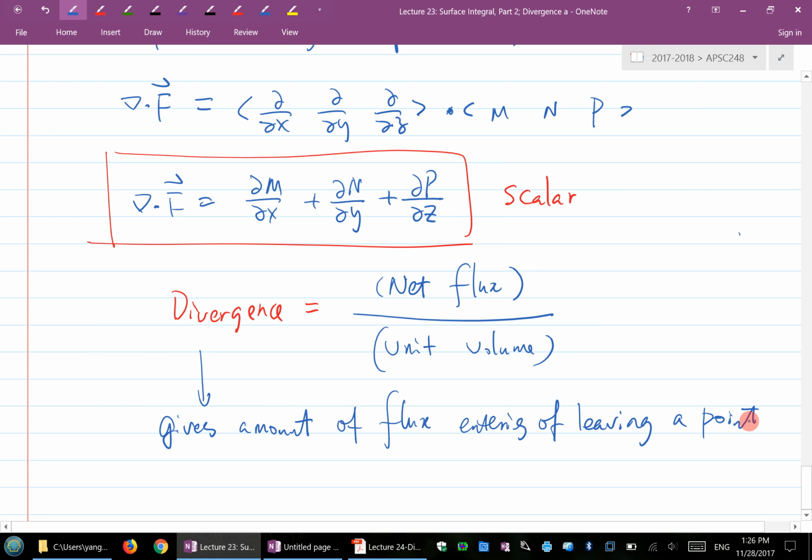What does that mean? You calculate the divergence, you get the flux density at the point. So you probably get a positive number, for example, or you probably get a negative number. So what does positive mean? No, the other way around. When you have a positive divergence, it actually means there are things coming out of the point, right?